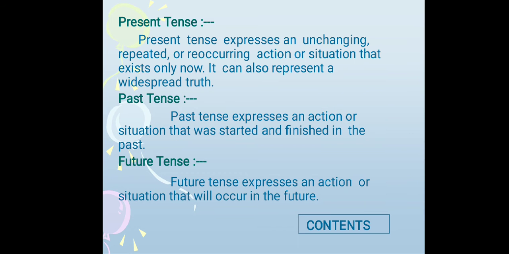Now, what is a present tense? Present tense expresses an unchanging, repeated, or recurring action or situation that exists only now. It can also represent a widespread truth. Past tense expresses an action or situation that was started and finished in the past. And future tense expresses an action or a situation that will occur in future.